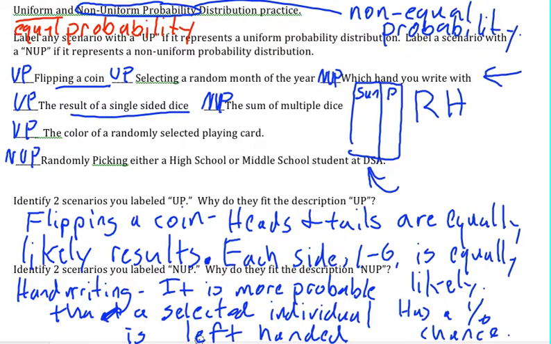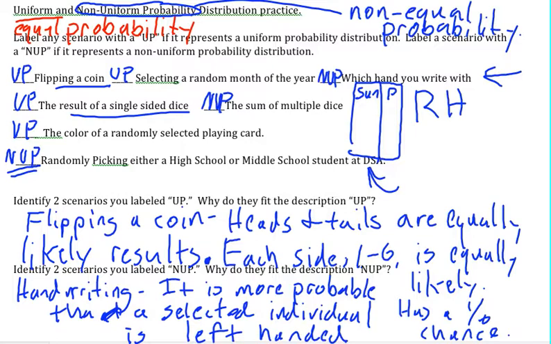I know I'm not really writing very clearly today with a marker. I apologize for that. Hopefully you have the volume turned on and these descriptions are clear. I'm kind of out of space to write a description for high school or middle school, but something like, if you select a student at DSA, you are more likely to select a high school student, or you are less likely to select a middle school student. Any description like that would be satisfactory to explain why it's non-uniform probability.